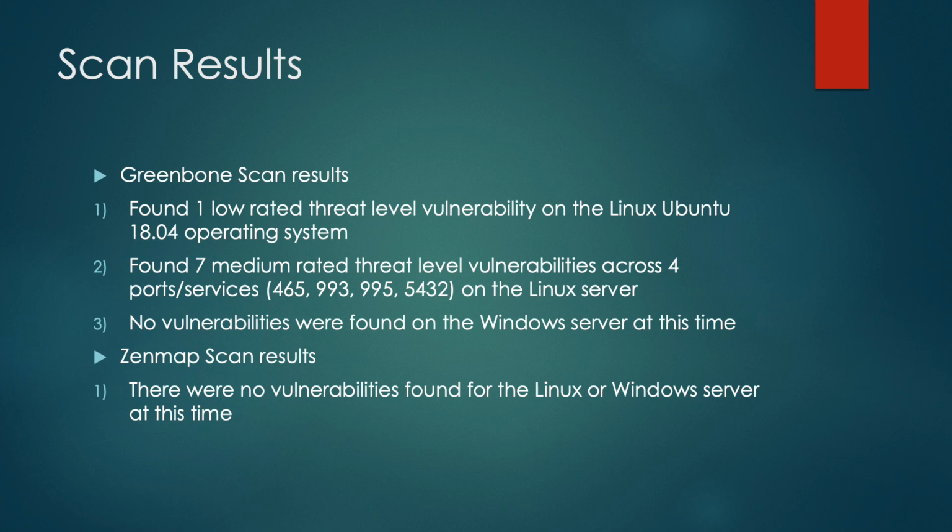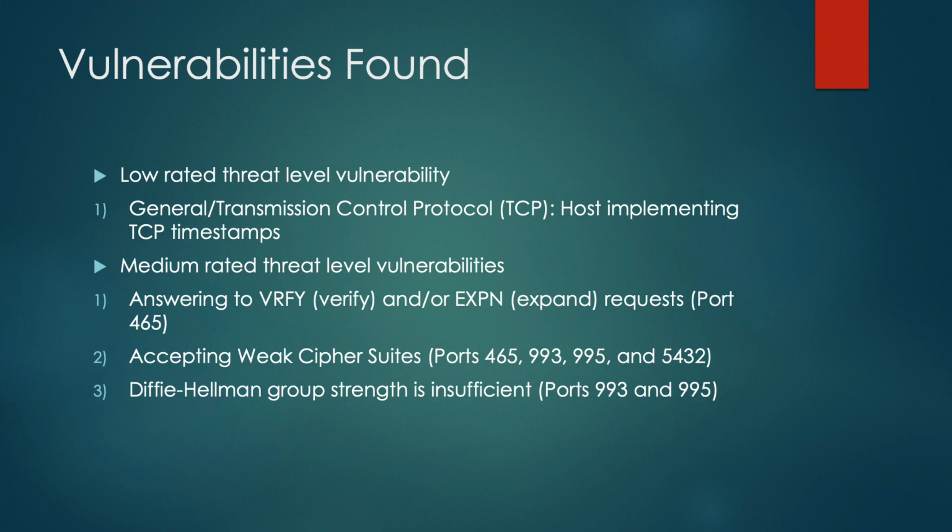So the ZenMap scan results yielded something different. There were no vulnerabilities found for the Linux or Windows server at this time according to our required services and applications checklist. So the vulnerabilities found, and mind you, they are all from the Greenbone scan result. As I told you in the last slide, none were found from the ZenMap scans.